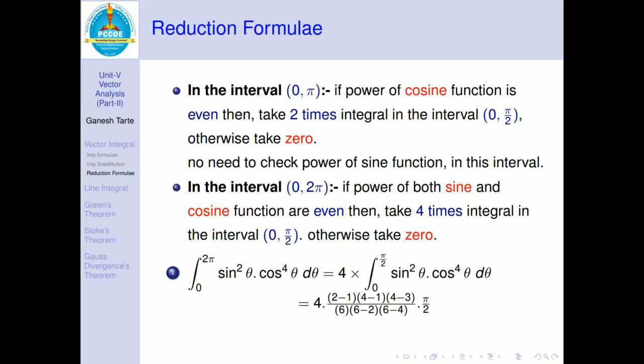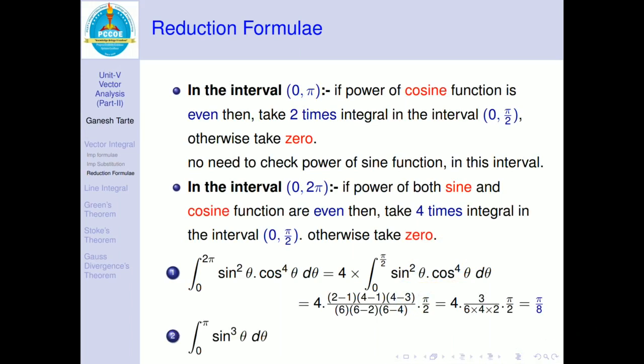Then 4 minus 1, 4 minus 3, next one is 4 minus 5, which is again negative, so stop. Then divided by the sum of the powers, 4 plus 2, 6, then subtract an even number from it: 6 minus 2, 6 minus 4, 6 minus 6. So 6 minus 6 becomes 0, and we consider only non-zero numbers, so stop at 6 minus 4 only. Both powers are even, therefore we consider pi by 2. On simplifying, we get the required integral equal to pi by 8.